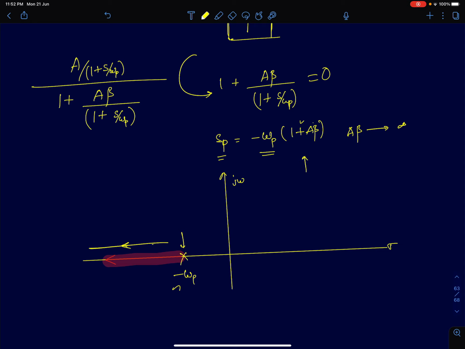In fact, what I've drawn here is simply the root locus. For those of you who are aware of it, it's just a root locus of the system. So from that, we can directly see that this is the locus of the closed loop pole of the system, and we can say that the system is stable.